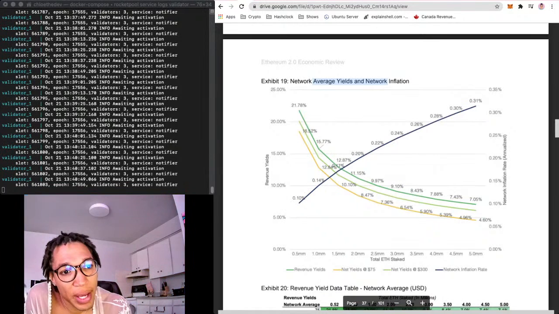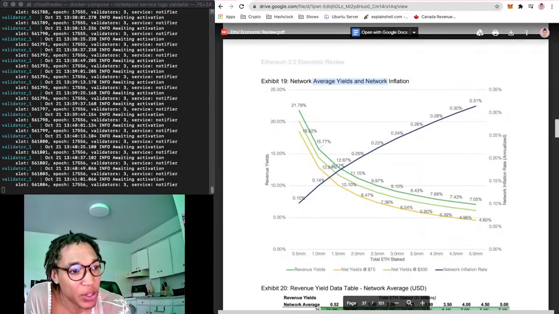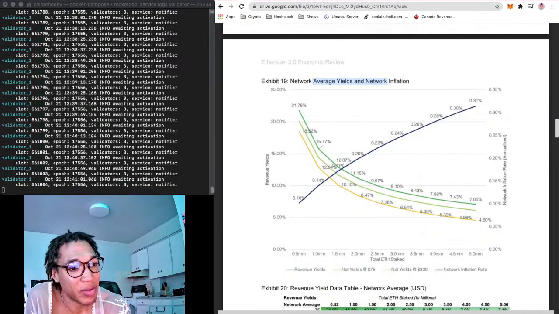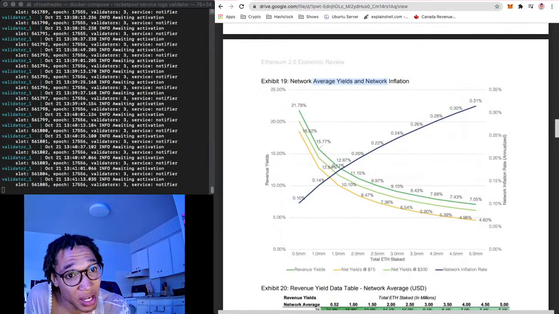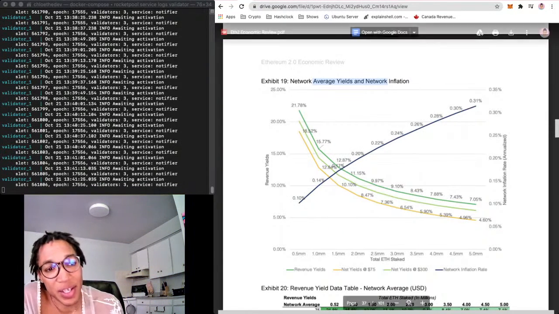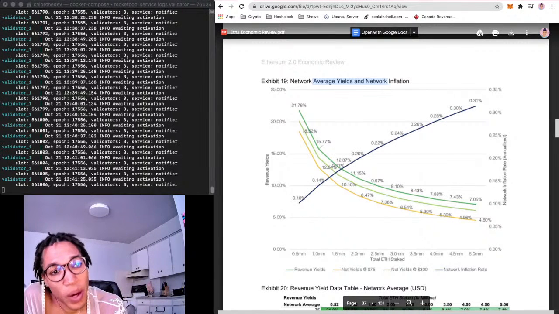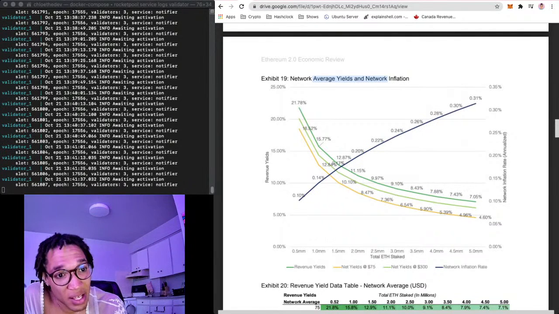So again, before we were looking at like $25 to $1,500. Now this range we're looking at is between $75 to $300, and what those revenue yields would be in that level. So it looks pretty reasonable. We'd start at 21.78% on the top left, the green line, and then with 5 million ETH staked, you're looking at 7% yield on ETH, which in my opinion is quite reasonable for helping to secure the network and getting this return in ETH.